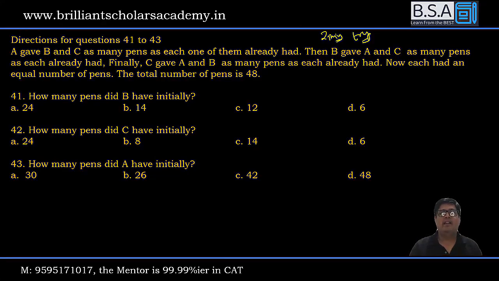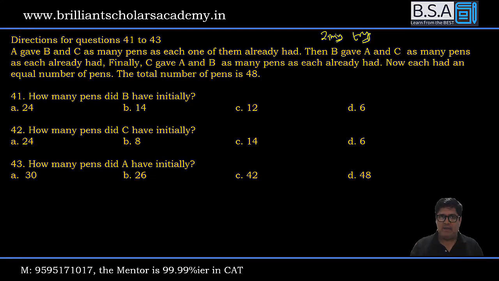How many pens did B initially have? How many pens did C initially have? How many pens did A initially have? There could be a question on how many pens did A lose in the entire game? What is the number of pens C gains in the second round? This is right now on 3 people. This could be framed on 4 people.